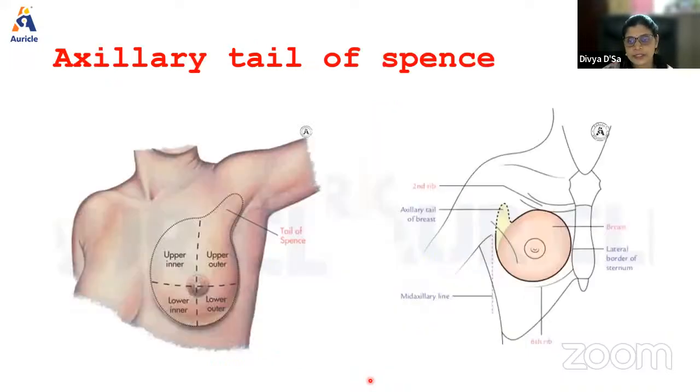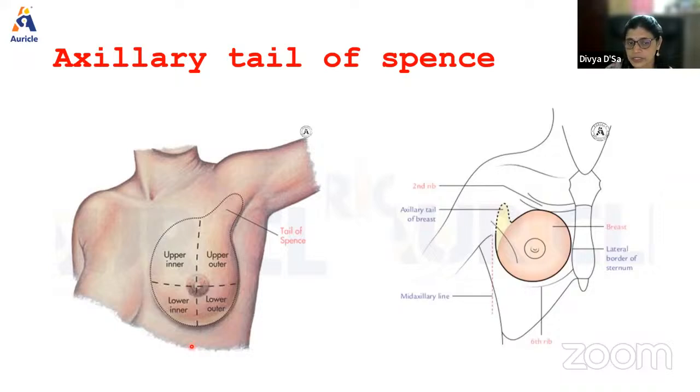So when we see this axillary tail of Spence, I told you it extends into the axilla. This is an extension. That is basically because during development, it develops from the mammary ridge, which will be extending from the axillary region up to the groin region. So along that region, the mammary gland actually develops.